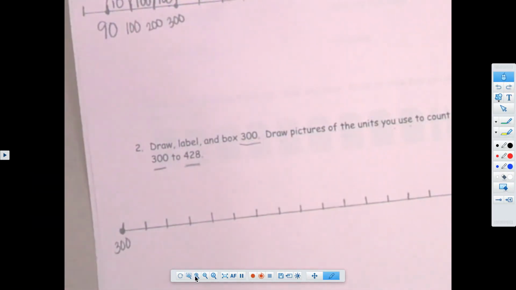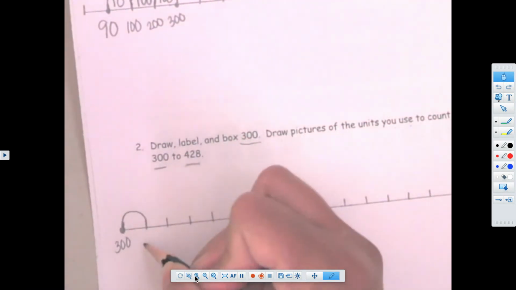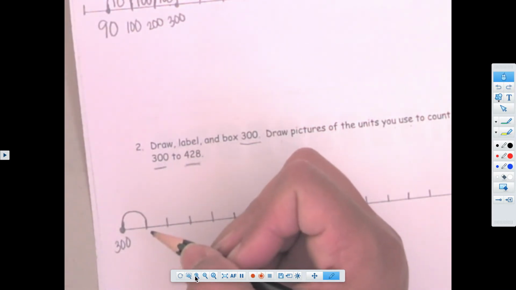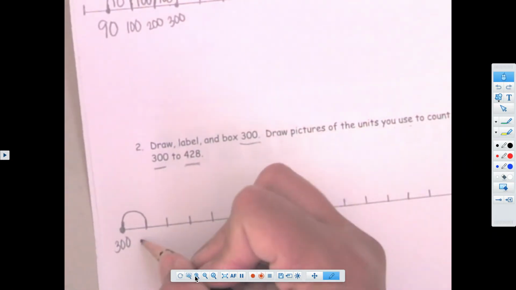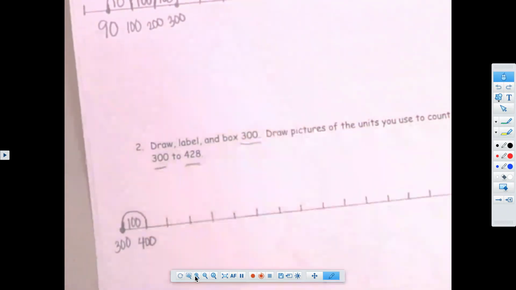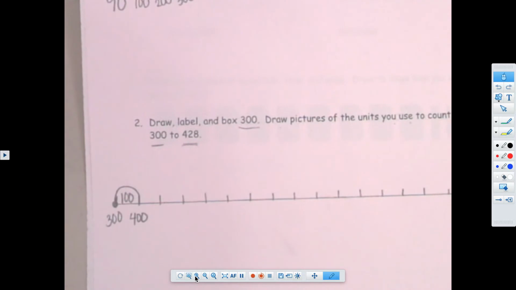Yeah, let's hop a whole 100. You're right. Okay, so let's hop from here to here. And let's do 300, 100 more. What's our answer, Benjamin? 400, you're right. Okay, let's put that 100 right there. Okay, everyone's got that? Yes.